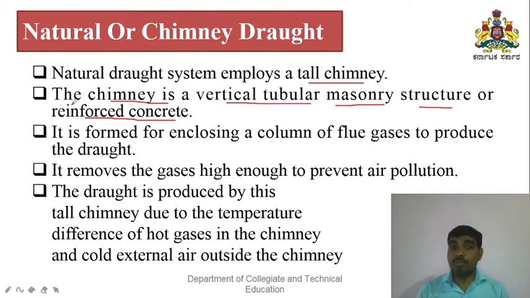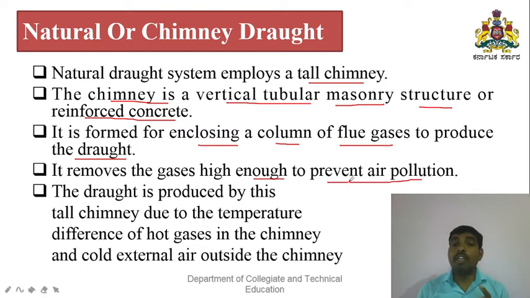This is the chimney where the flue gas flows out. It is formed for enclosing a column of flue gases to produce the draught. So for producing the natural draught, this column is used. It releases the gases high enough to prevent air pollution.